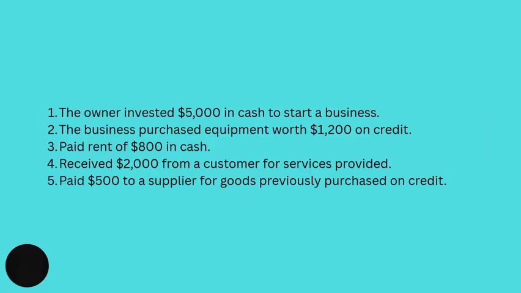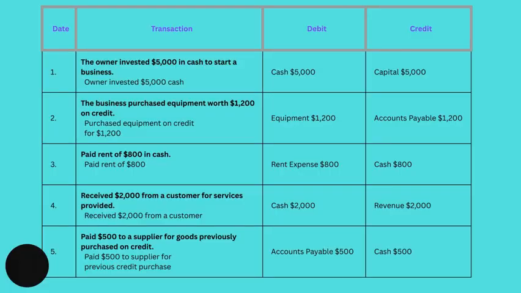All right. These are some questions that go into the journal. So let's see how we do it. Let's dive into the double entry system of accounting, which is crucial for maintaining accurate financial records.